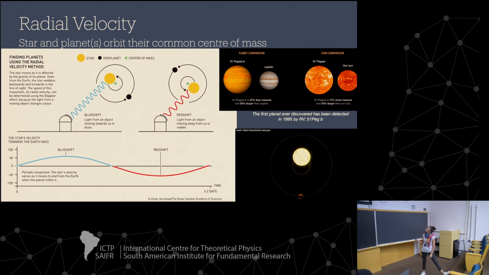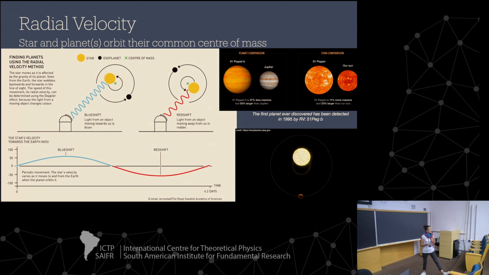So this is just a comparison of the planets. Our Jupiter is this one, and then we have 51 Peg b. It's 47% less massive, but it's much larger. So basically, the density is smaller. And then this is the comparison of the stars, the Sun and 51 Peg.